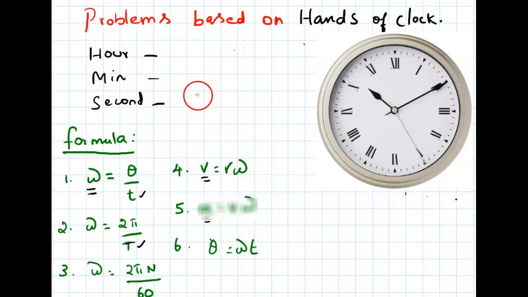This is the third video of circular motion. Here we are going to discuss some problems based on the hands of a clock.